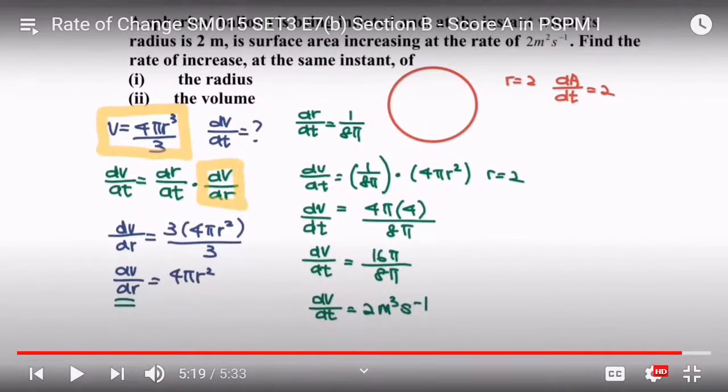Kenapa? Sebab you kena faham dV, volume. Kalau volume, meter cube. Okay?